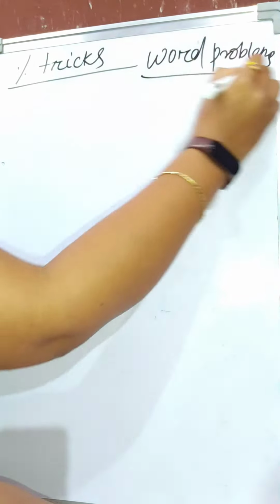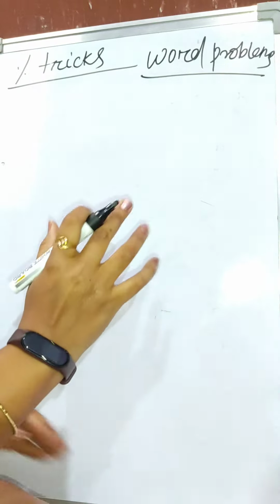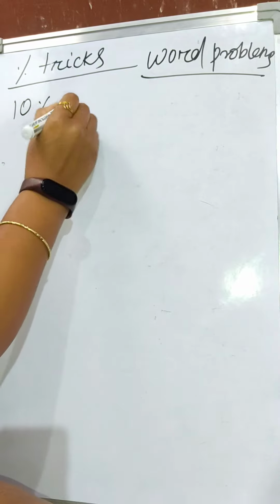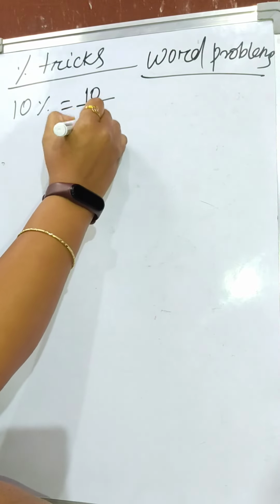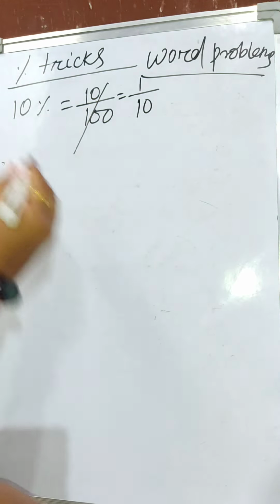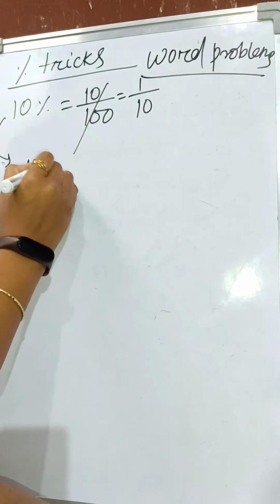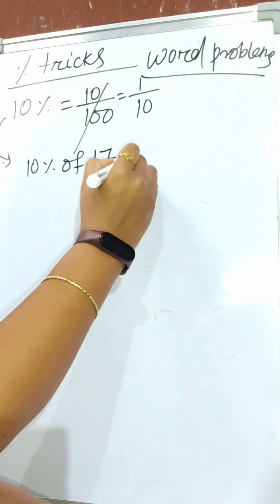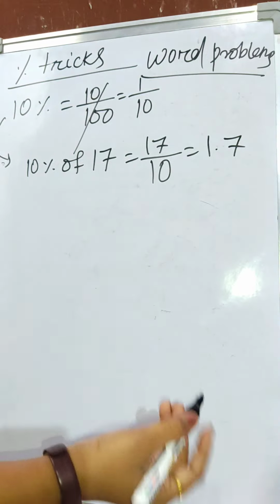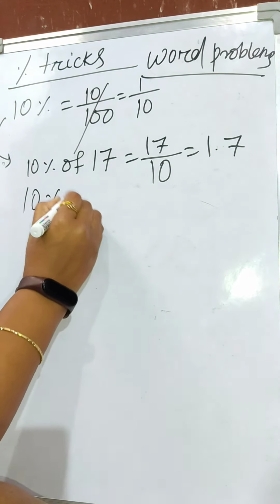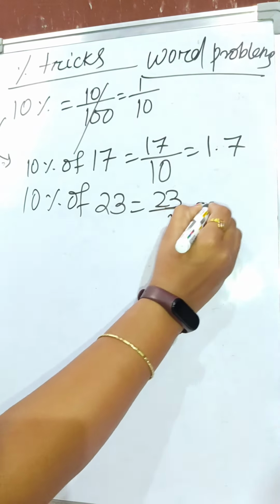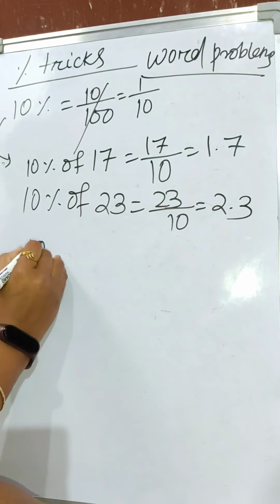Most of the problems we are facing are in percentages, and these tricks are only to save time so that within a fraction of a second you can finish lengthy mathematical processes. Like 10%, we know that 10 by 100 means 1 by 10. So if the question comes 10% of 17, then just close your eyes and give the answer. 17 by 10 is equal to 1.7. 10% of 23 means 23 by 10 is equal to 2.3.